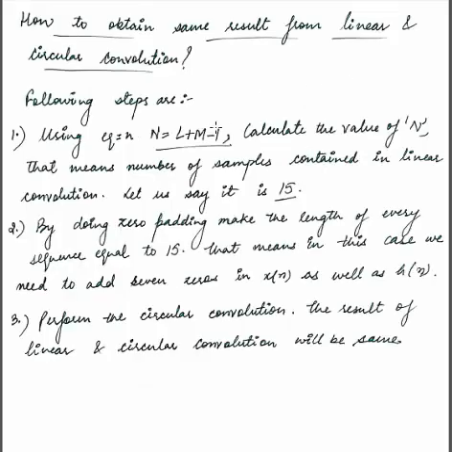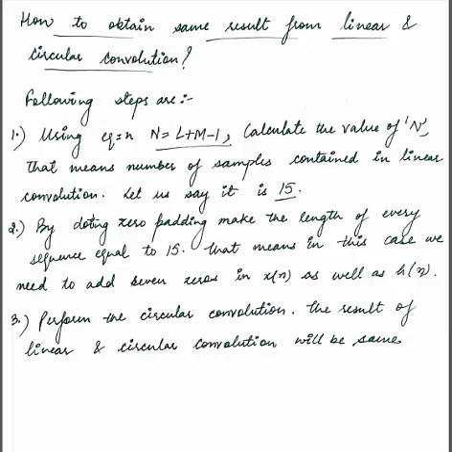Now next is how to obtain the same result from linear convolution and circular convolution. To obtain the same result from both convolutions, the following steps are used. First, using the equation N is equal to L plus M minus 1, calculate the value of N, that means how many samples are present in the output of linear convolution. So let us assume N is 15.